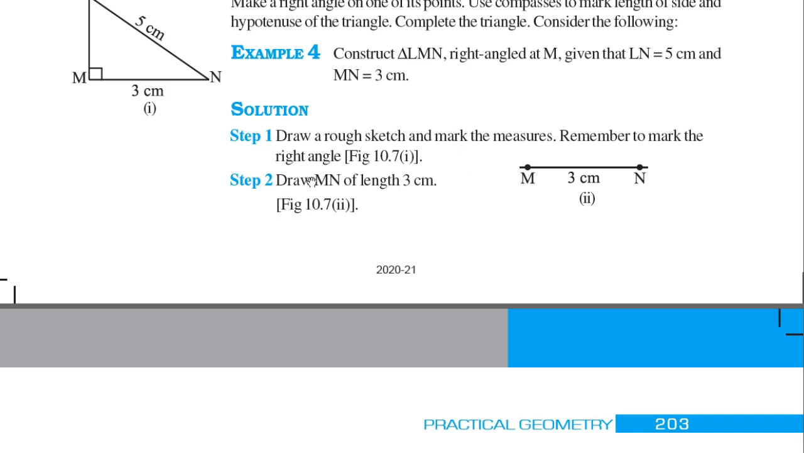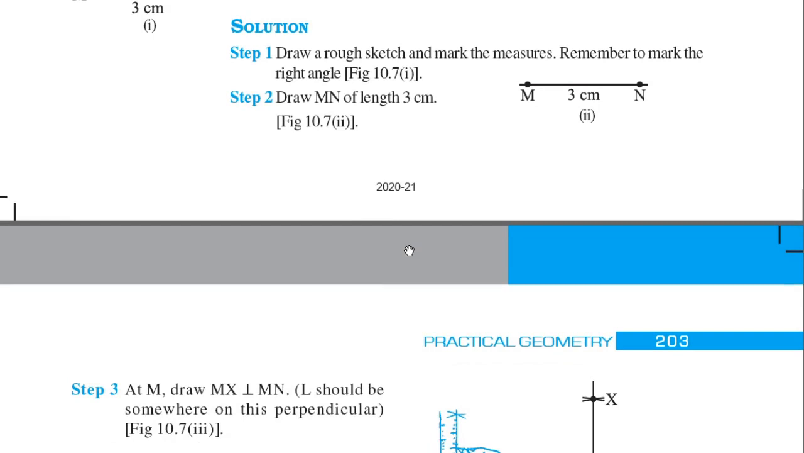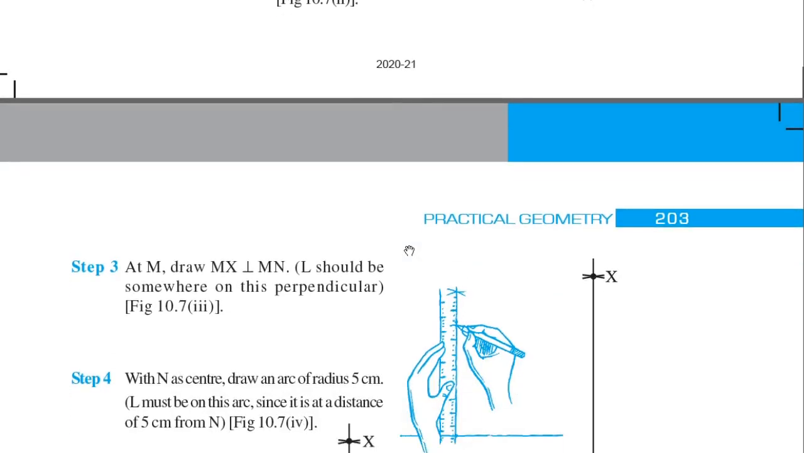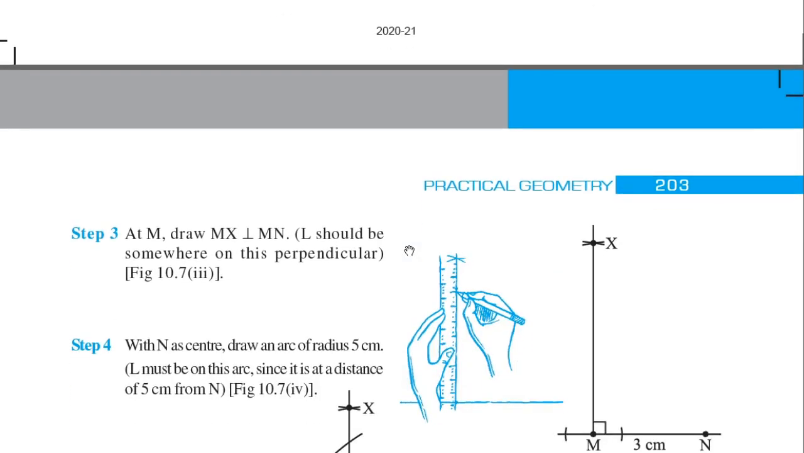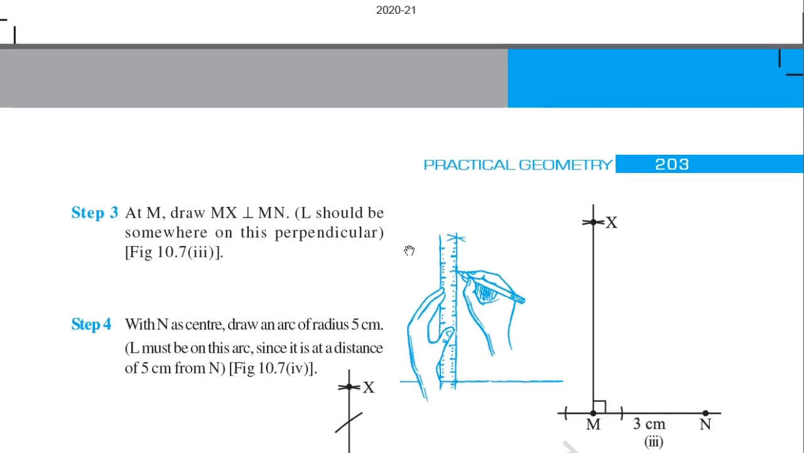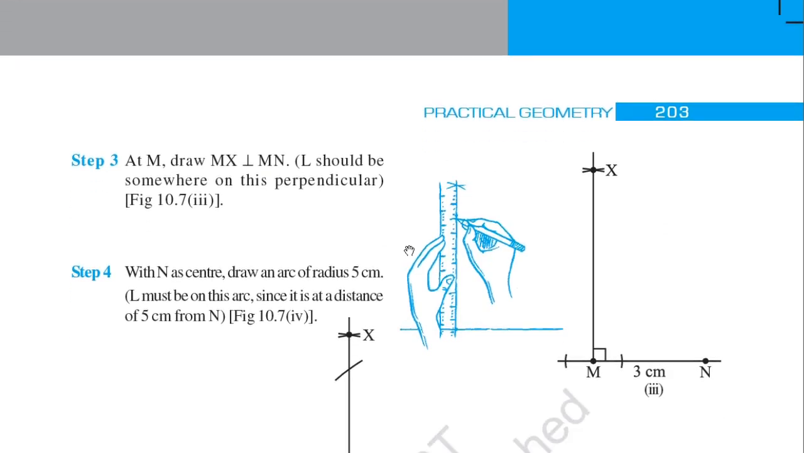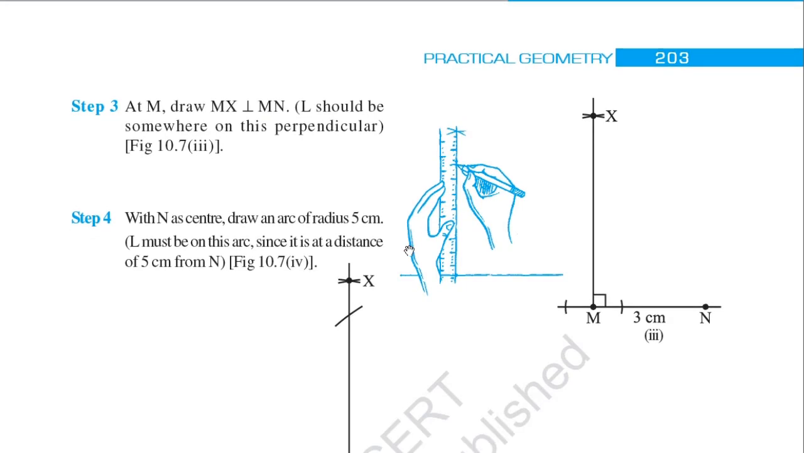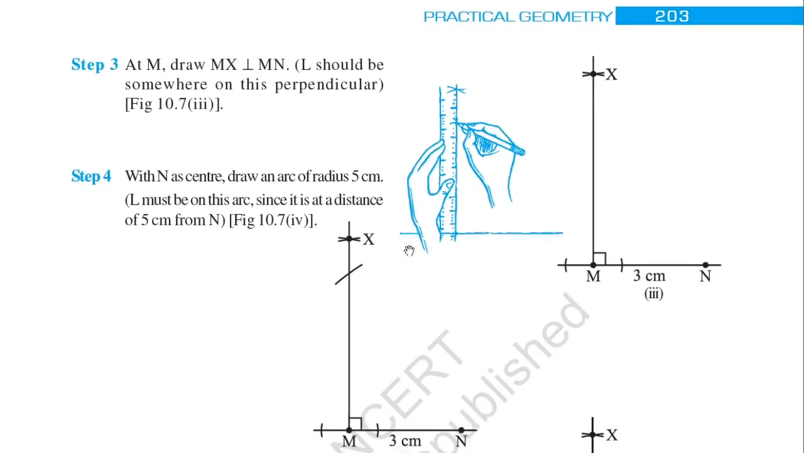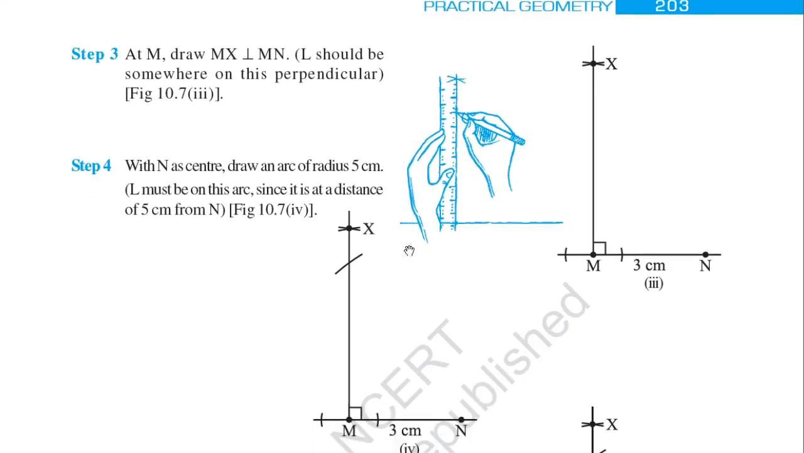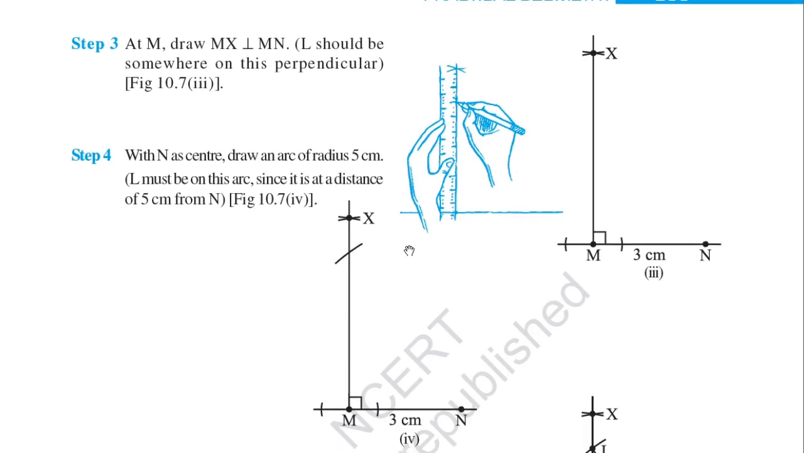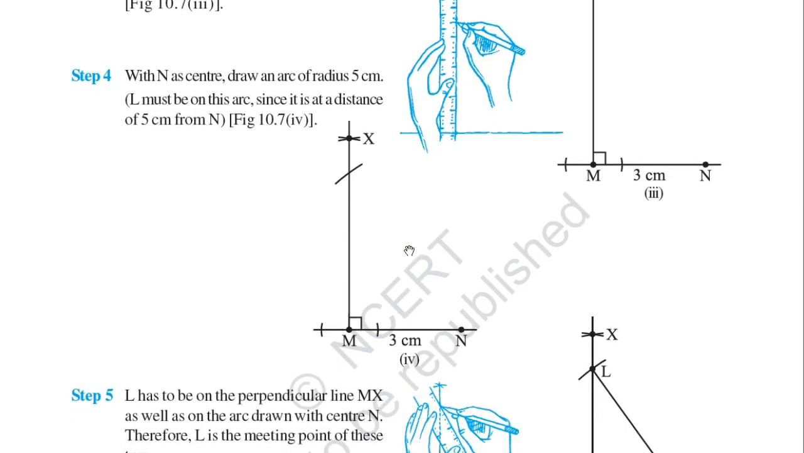Step 2, draw MN of length 3 cm. Step 3, at M draw MX perpendicular to MN. L should be somewhere on this perpendicular. Step 4, with N as center, draw an arc of radius 5 cm. L must be on this arc since it is at a distance of 5 cm from N.